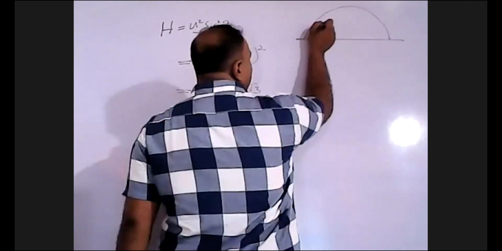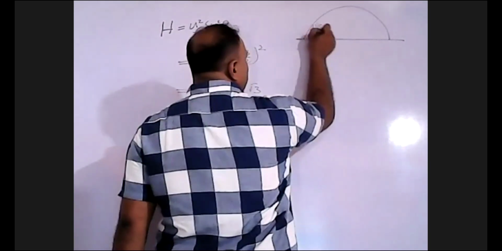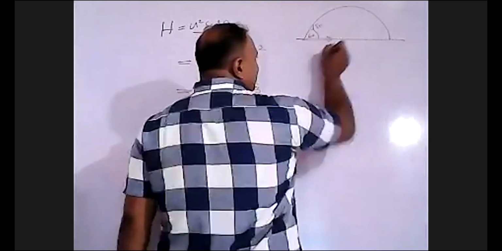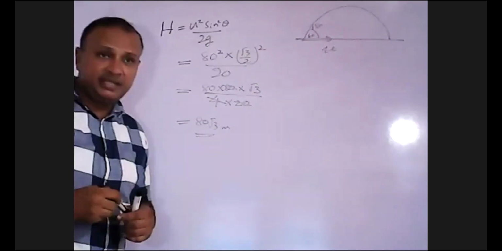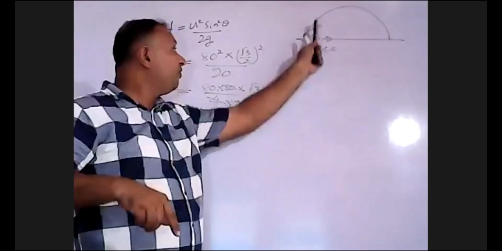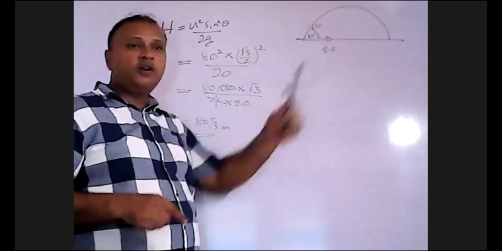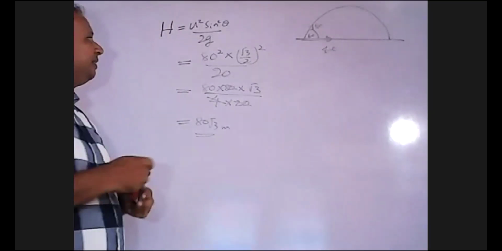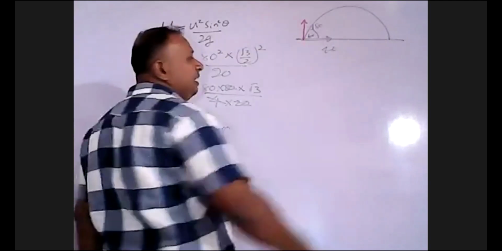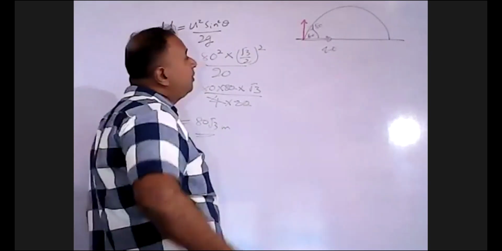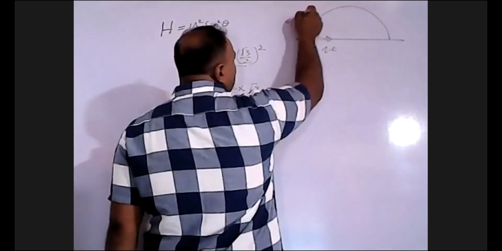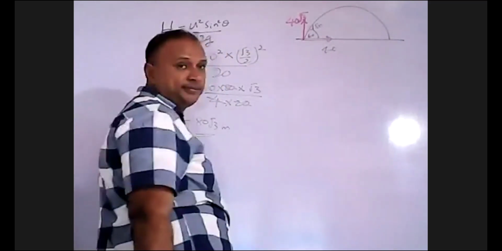So this is 80, this angle is 60 degrees. Therefore, for this side, 80 cos 60. Cos 60 is half, so 80 cos 60 means 40, 40 to this side. In the upward direction, 80 sin 60. Sin 60 is root 3 over 2, so that means 40 root 3.